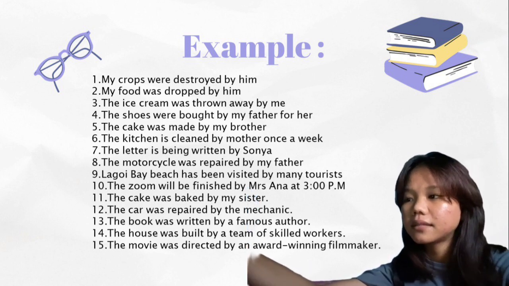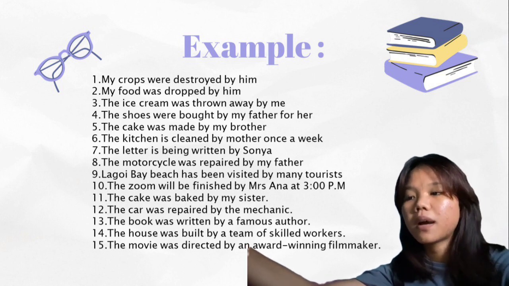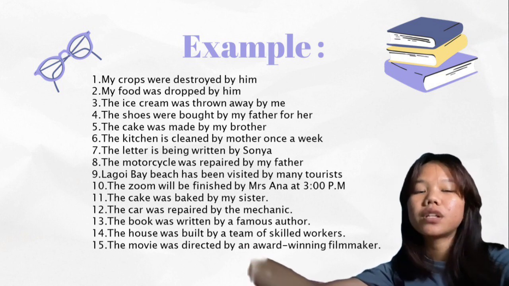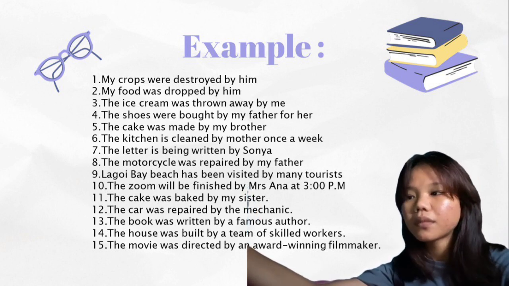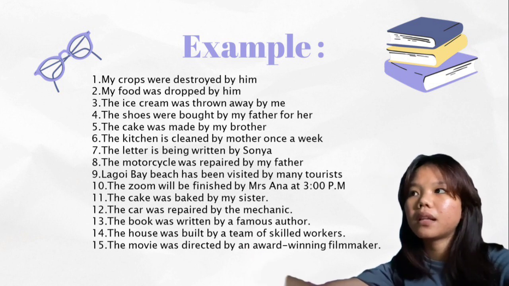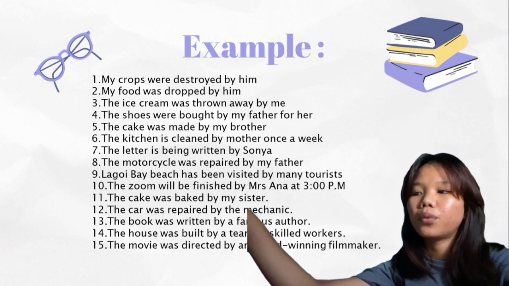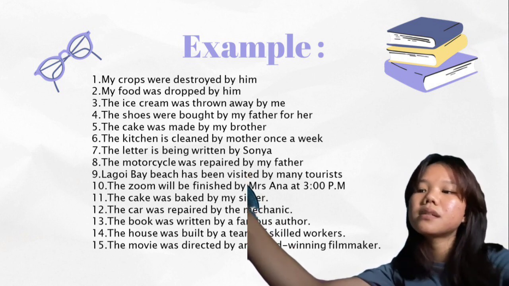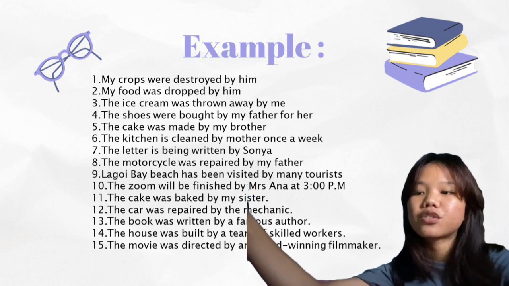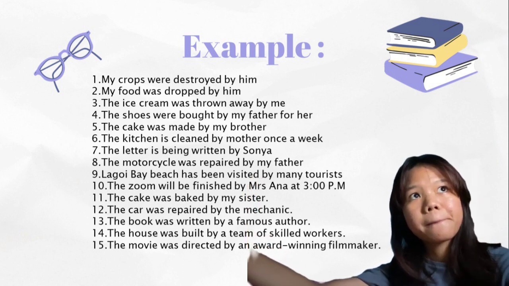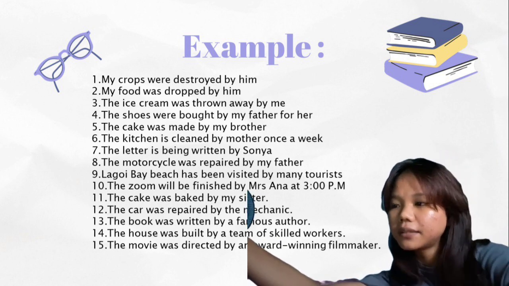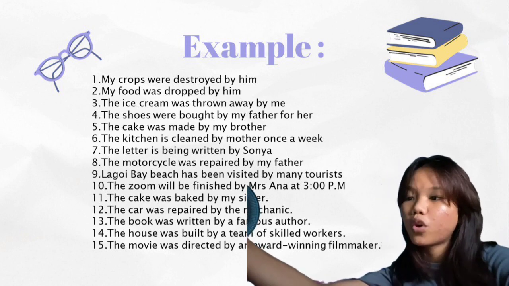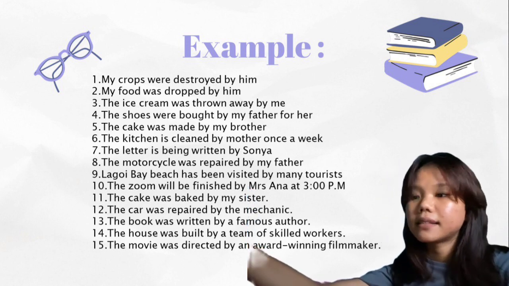And then 10, the Zoom will be finished by Mrs. Anna at 3 p.m. The Zoom is the object. Will be is the to be. We use will be. And finish is the verb, by Mrs. Anna is the subject. At 3 p.m. is an adverb of time. And then 11, the cake was baked by my sister.